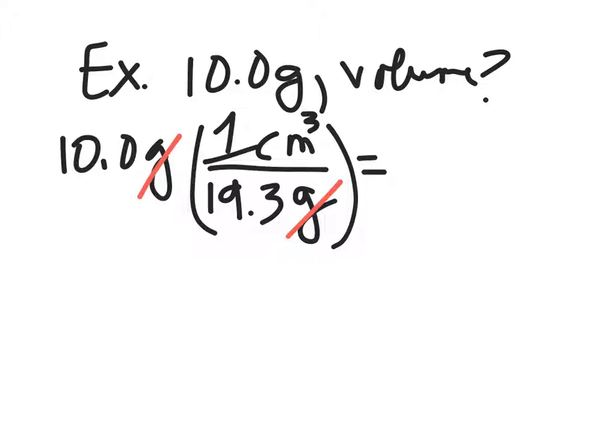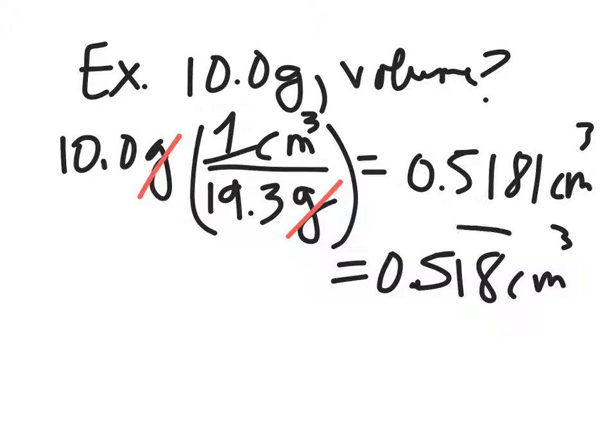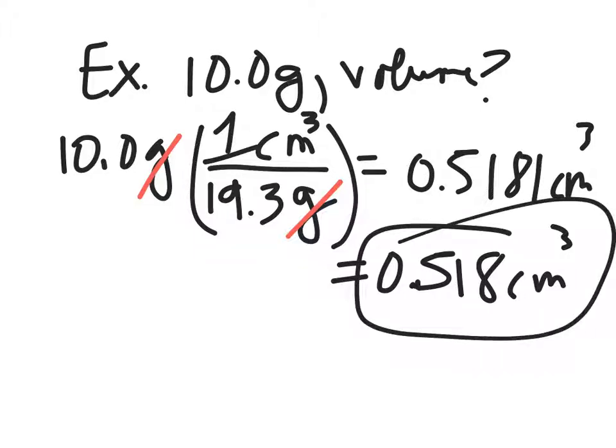So if I do that math, I get 0.5181 centimeters cubed of volume occupied. Rounded off to proper sig figs would be 0.518 centimeters cubed. So in this case, I flipped my conversion factor over in order to convert from mass to volume, unlike the last problem where we converted from volume to mass.